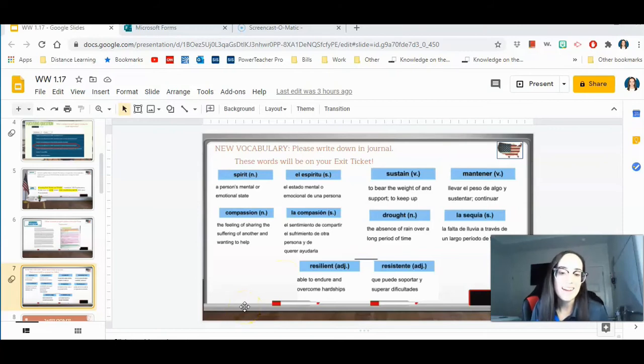And then we have the word resilient. This is when we're able to endure and overcome hardships. Resilient. So these are our vocabulary words, boys and girls.